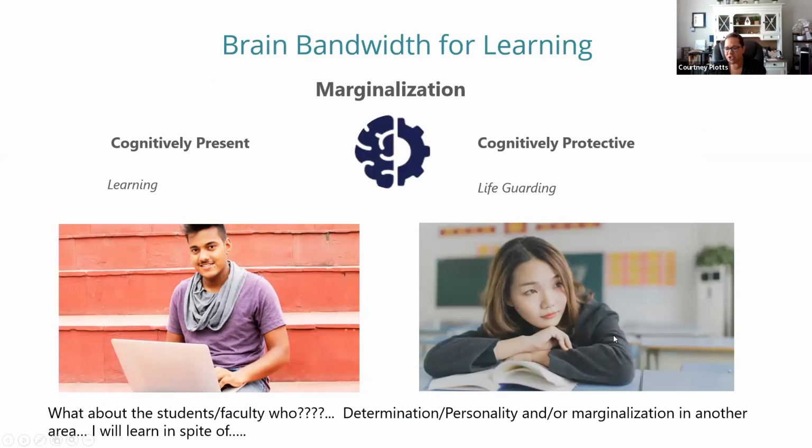And so the big question that I get from a lot of people is, well, what about the students who have marginalization, but they'll learn in spite of the marginalization? They will, except for the fact that the brain can only really do one thing at once. It can learn or it can lifeguard, but it can't do both. So sometimes we have students who put on that full lifeguarding piece and they can pass your test, but they're not actually learning. They're just passing your tests, right?